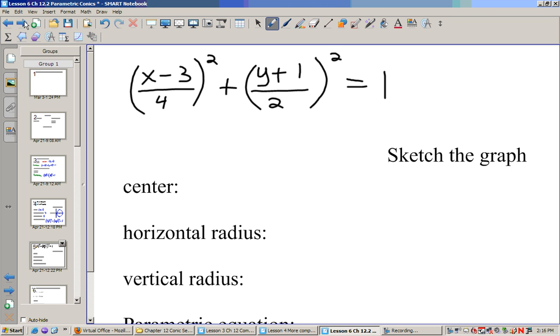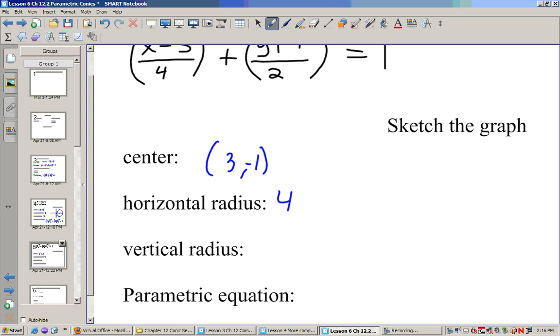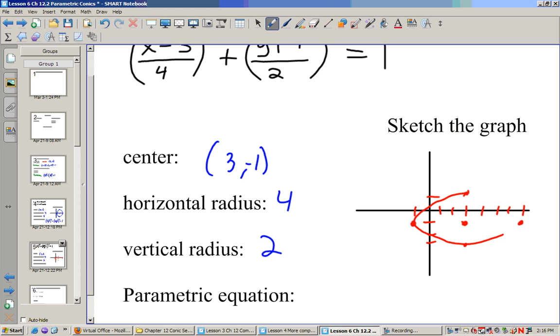Now try this one on your own, pause the video, and see how well you do. The center is 3, negative 1. My horizontal radius is 4, my vertical radius is 2. If I sketched my graph, we're going 3 to the right, 1 down. Horizontal radius is 4. Vertical radius is 2. And now we have a nice ellipse.